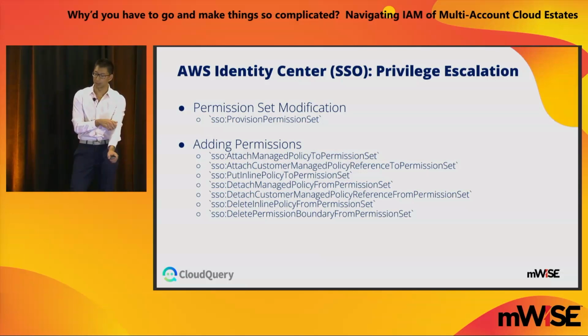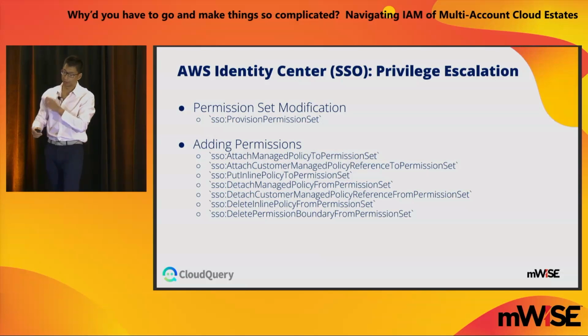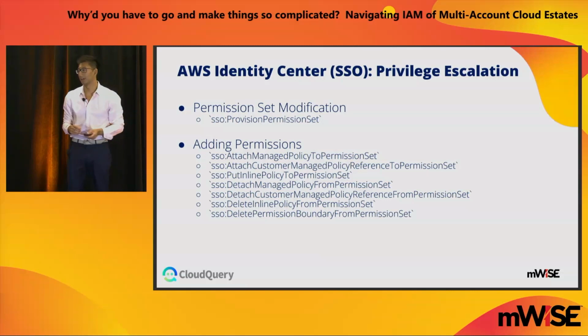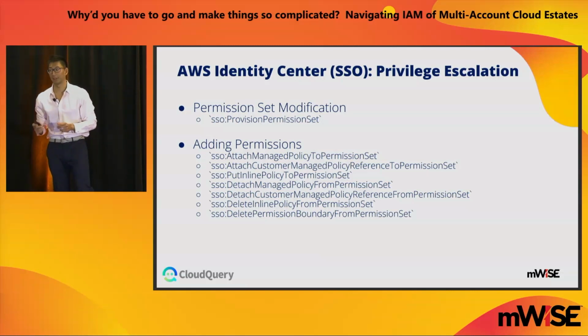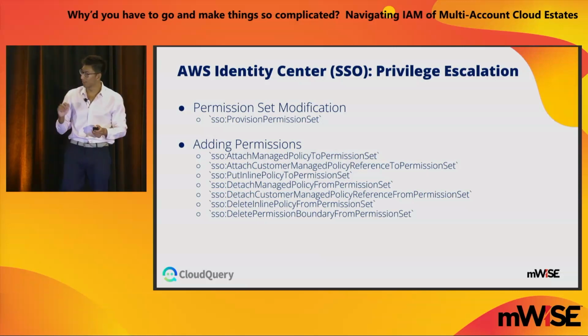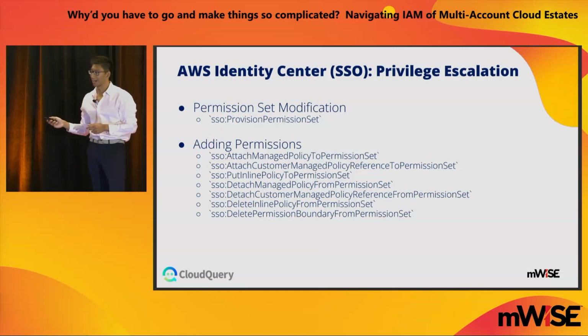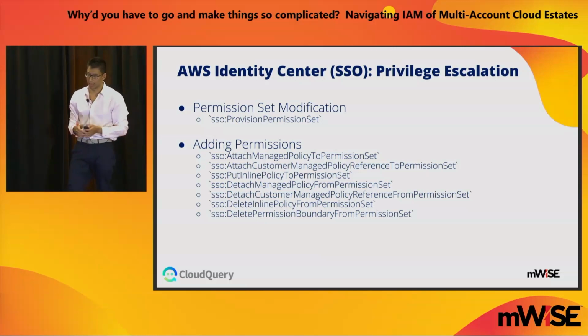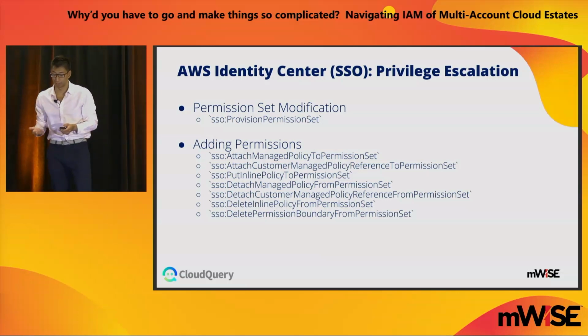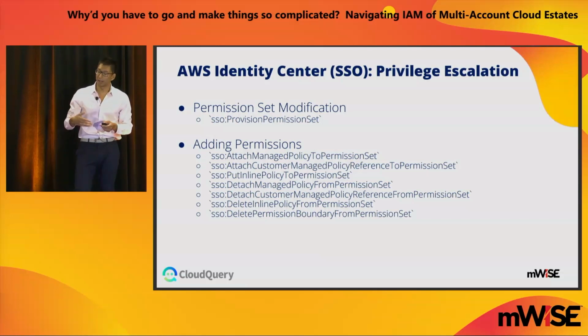The first one, we talked about permission sets. Permission set modification is how this is applied, and this action or API call is SSO provision permission set. So if you see this, the permissions most likely have changed somewhere and for someone. There's also adding permissions, and you may notice that some of these are not specifically add permissions, because if we detach or delete deny permissions, that also gives us more permissions or allows us to escalate our privilege.